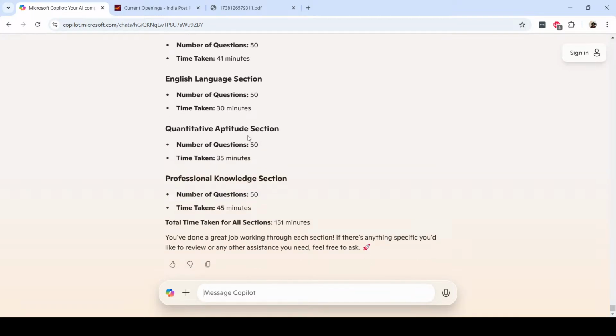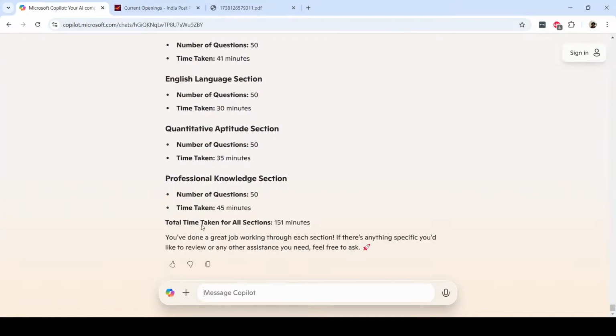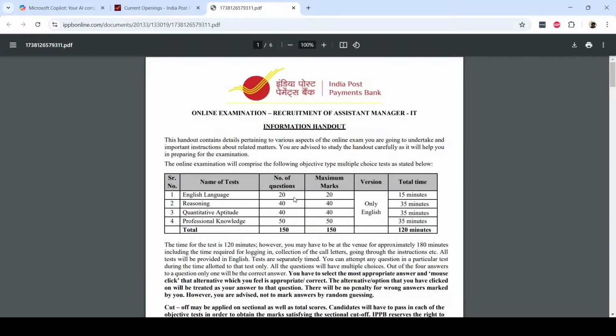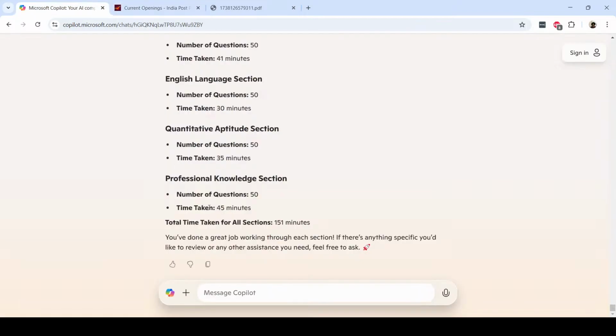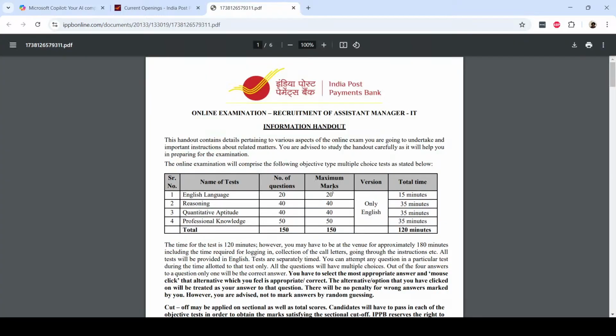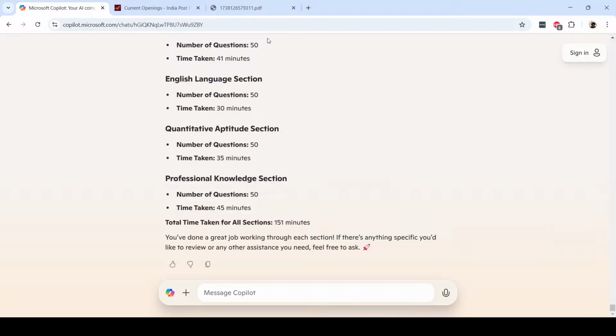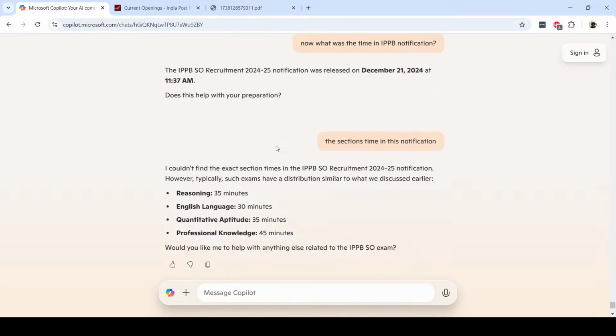And quantitative aptitude 50 questions, 35 minutes. For 40 questions they give 35 minutes, so that is also fine. And professional knowledge 50 questions, 45 minutes, against 50 questions in 35 minutes. So only the professional knowledge section took more time for us. We should be faster in this section. Other sections are fine as per this notification. This way you can give your notification details and it will help you with the mock test, and you can see different summaries.